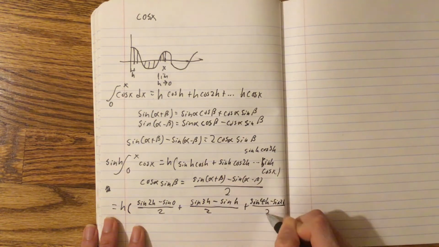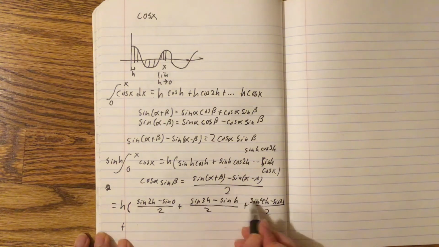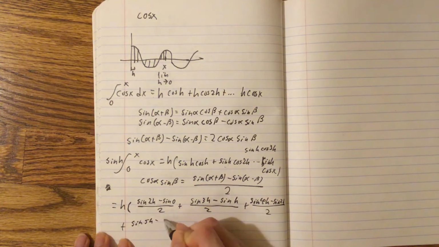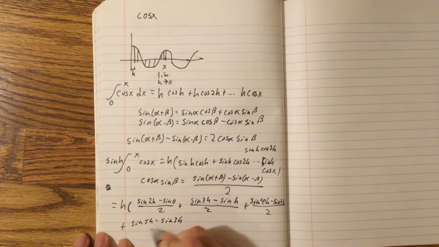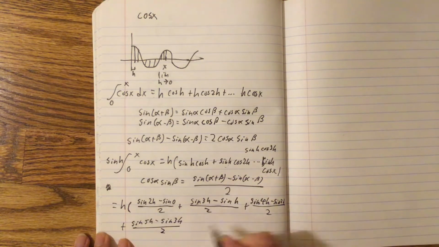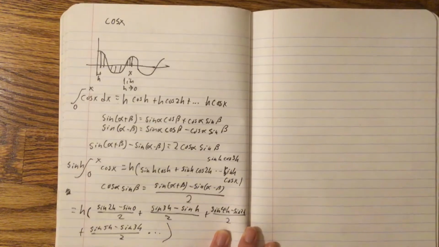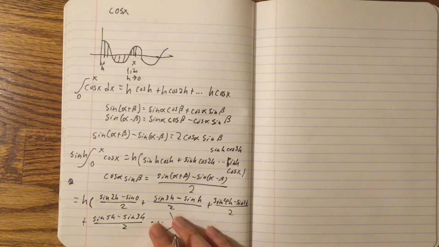All right, over 2, and if you know the pattern, it's just plus 1, and the difference between the h's must be 2. So the next term will be sine 5h minus sine 3h over 2, dot, dot, dot. Okay, now you'll see that this series telescopes.